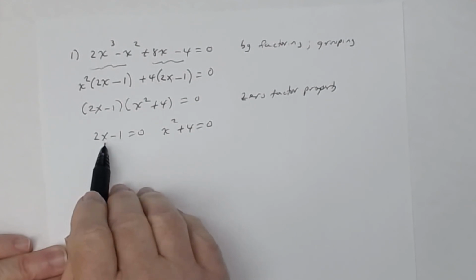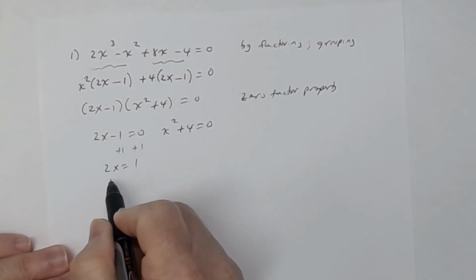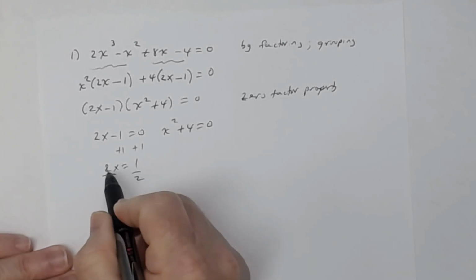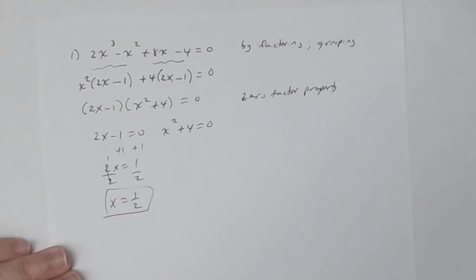And the linear equation is easy to solve for. You can add 1 to both sides. So I get 2x equals 1. And then divide both sides by 2. I found one of my solutions. One of my solutions is 1/2. So there's one of them.